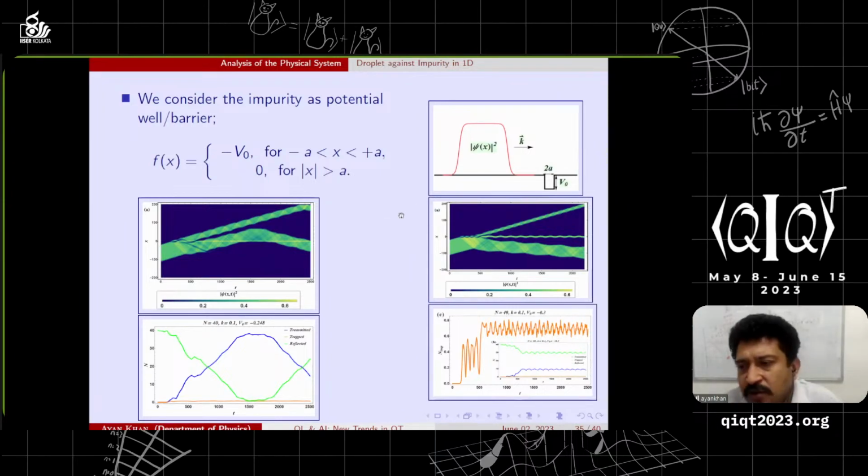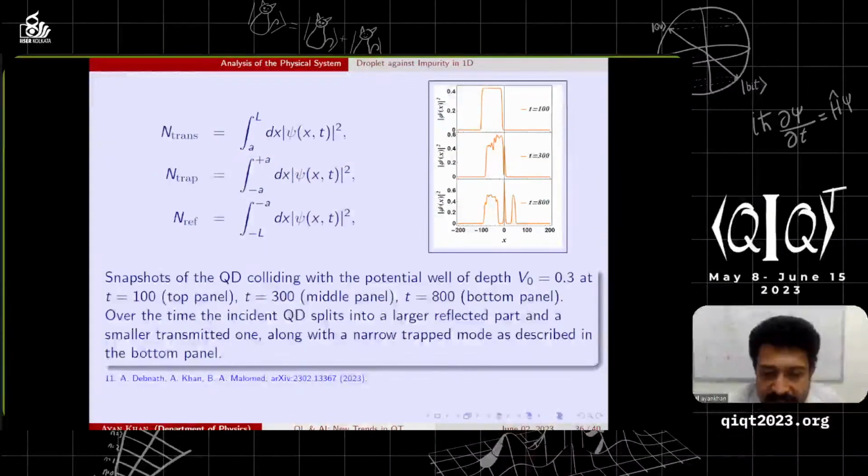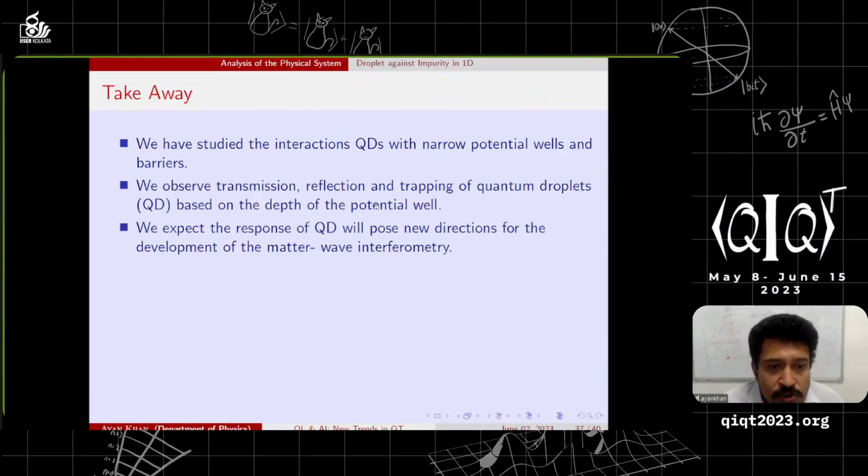But already we have made some study with beyond mean-field interaction. If there are solitons and they encounter this kind of barrier, how they will respond, that also we have recently submitted for publication. That is also on the arXiv, and it was submitted just about two weeks back. So we expect the response of quantum droplets will pose a new direction for the development of matter wave interferometry.